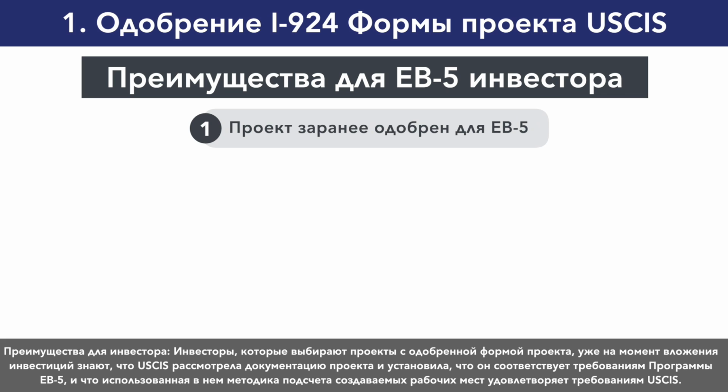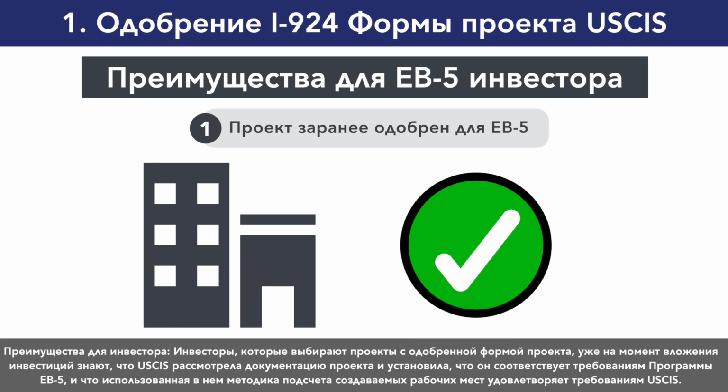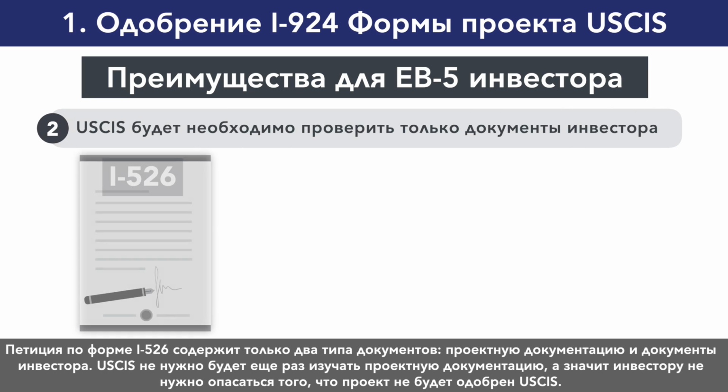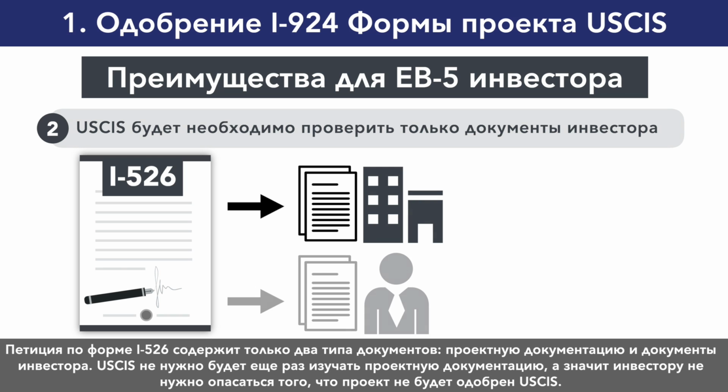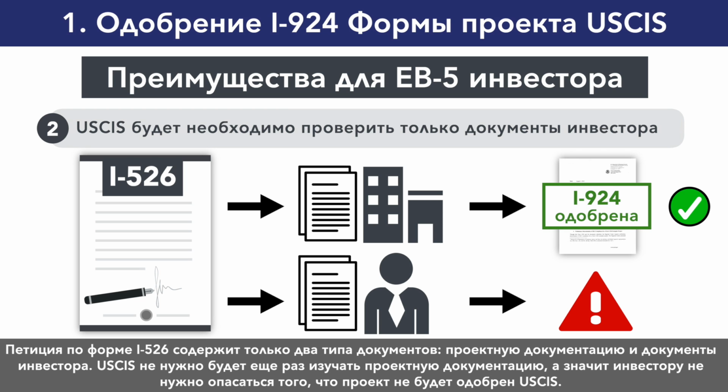Investor benefit. Investors who select projects with exemplar approval know at the time of their investment that USCIS has already reviewed the project documentation and determined that it is compliant with the EB-5 program and that the economic methodology used to calculate job creation is consistent with USCIS requirements. The I-526 petition contains only 2 types of documentation: project documentation and investor documentation. USCIS will not need to re-review project documentation, which means investors do not bear the risk that the project might not be approved by USCIS.